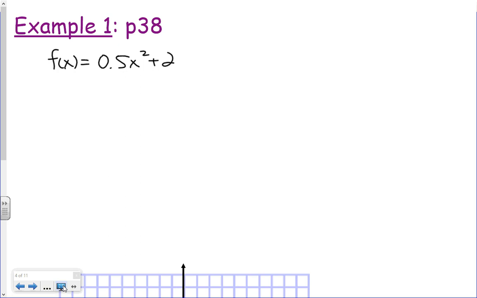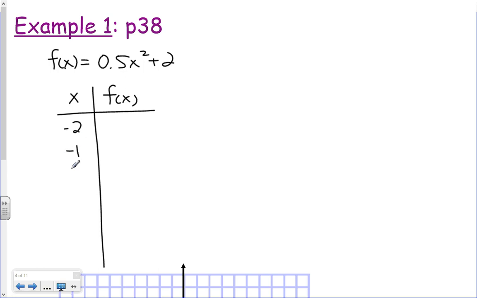Okay, so let's plug in these different values into this function and see what we end up with. Let's just go ahead and make a table of values here. So I'll say x and f of x here. Try to give ourselves enough room here to fit all this in. They want us to go from -2 all the way up to 2 here. So -2, -1, 0, 1, and 2.